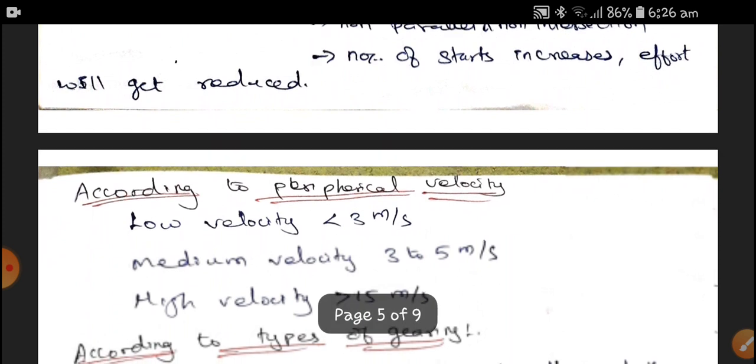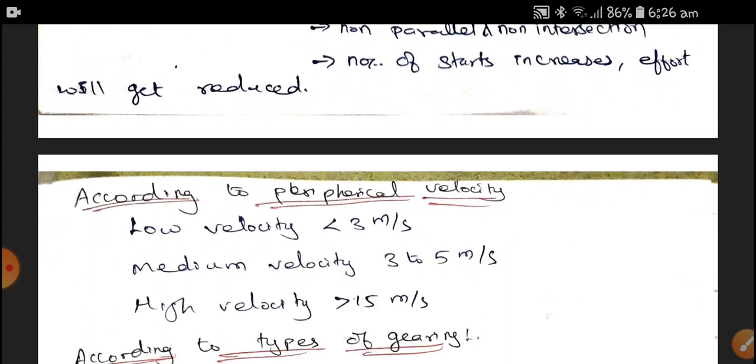Next classification is according to the peripheral speed: low velocity, medium velocity, and high velocity. In terms of velocity, low velocity gears have a speed of less than 3 meters per second. For medium velocity gear drives, the speed is 3 to 15 meters per second. For high velocity gears, the speed should be more than 15 meters per second. So that is the understanding.